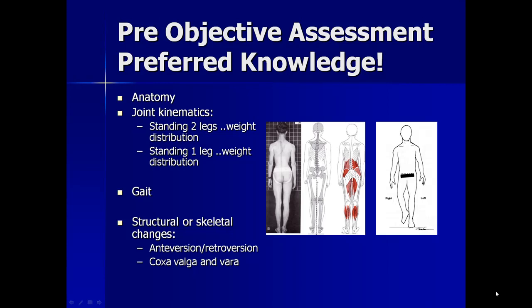It's also worth thinking about their gait and how they walk. And this will be considered towards the end of the objective assessment. And finally, for this slide, it's now useful to go on and think further about some structural or skeletal changes which may occur within the hip joint and cause problems or pathologies. This is called anteversion and retroversion, or coxa valga and vera.